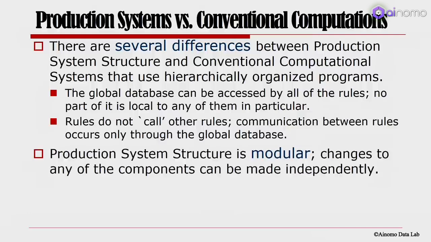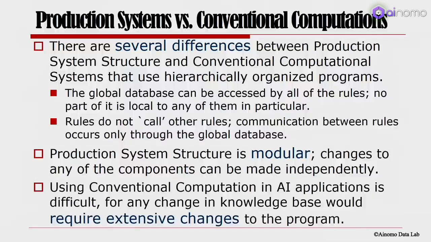More important, production system structure is modular. Changes to any of the components can be made independently. Using conventional computation in AI applications is difficult, for if I change the knowledge base, somehow my facts change, it would require extensive changes to the program. So production systems capture the essence of programming in AI systems.